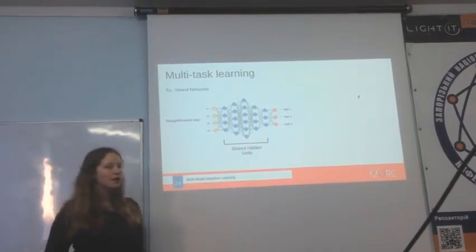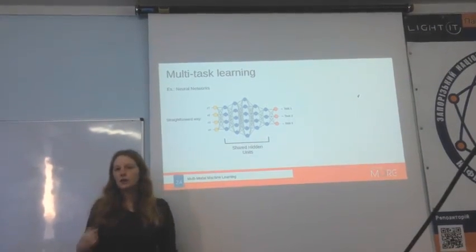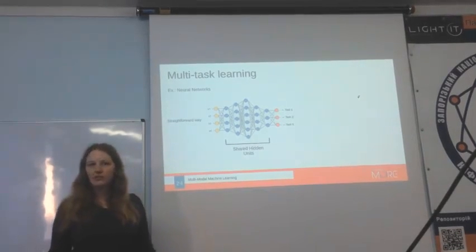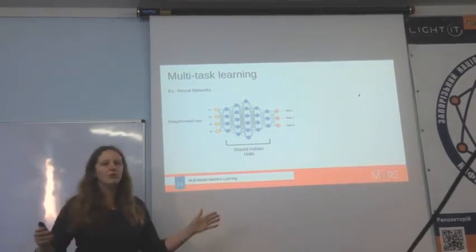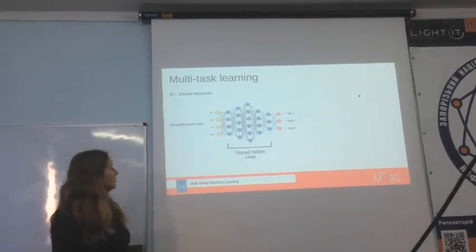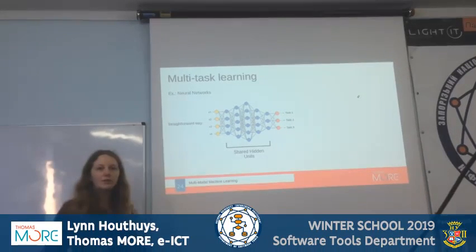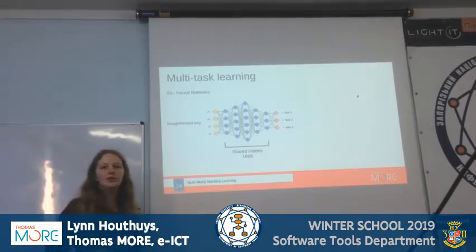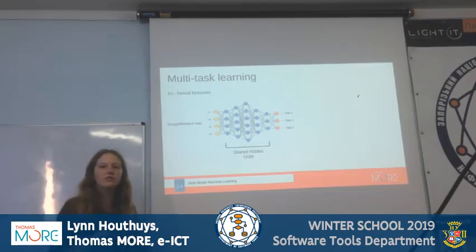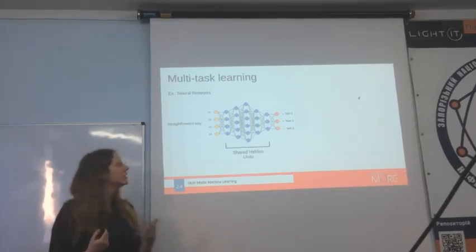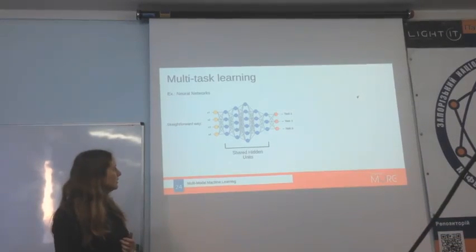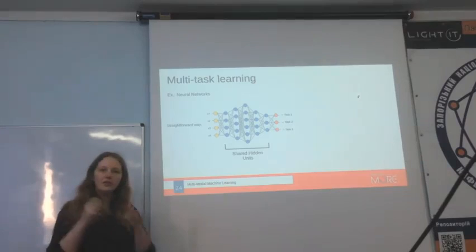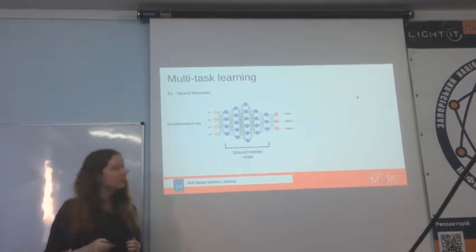As an example, neural networks by themselves are already multitask learners. You can just do it with a normal neural network, where each output can be a task. If you go back to a previous example, each task could be: is it a cat or not, is it a dog or not, is it a bird or not. And then these hidden units could be seen as shared hidden units for all the tasks.